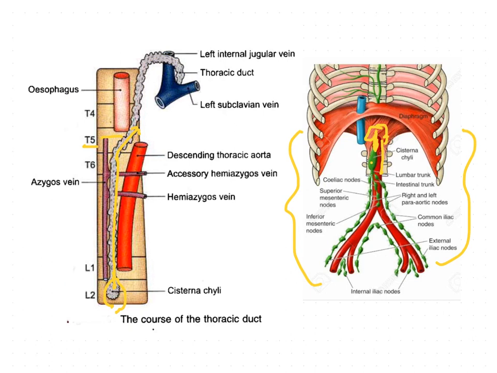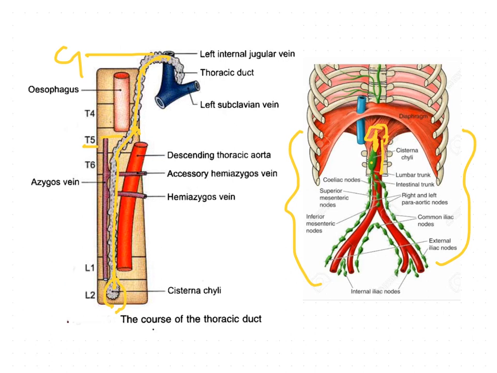So after crossing towards the left, it enters the superior mediastinum along the edge of the esophagus, and it reaches the neck. And in the neck, it arches laterally. So again, it will move towards the lateral side at the level of the transverse process of the C7 vertebra. So here, at this level, it is C7. At this level, it arches laterally.